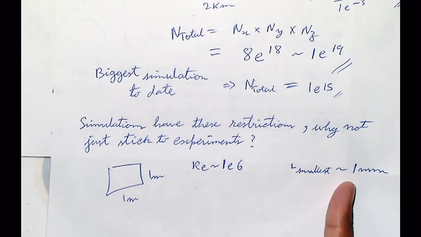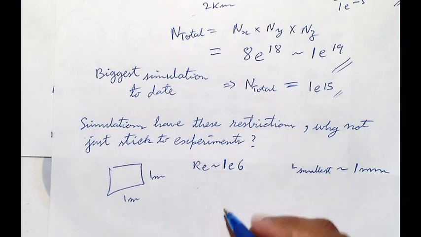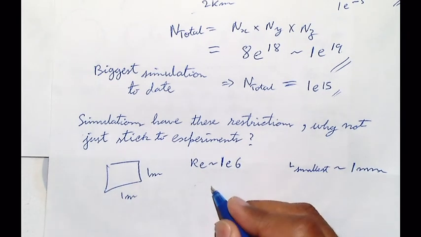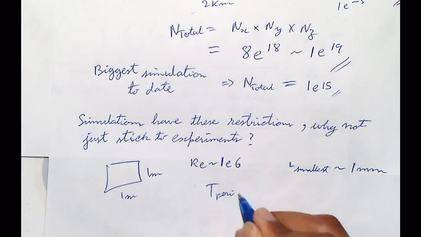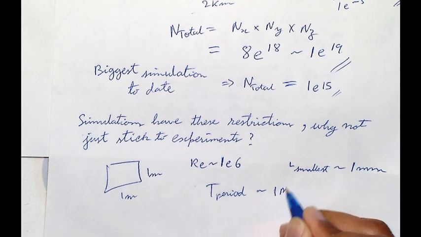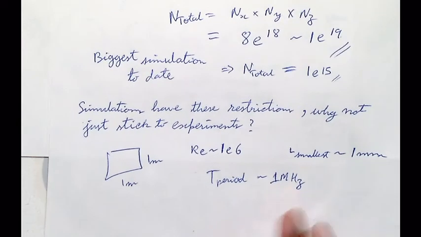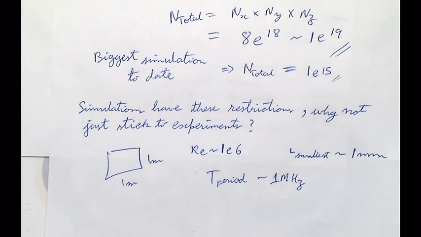You have to record in 1 millimeter squares for this whole 1 meter by 1 meter, and you have to record it in time, maybe at 1 megahertz. This number I'm just giving you as an example. It's not just the smallest length scales that matter, it's also the smallest time scales. The vortices move at a certain velocity, so they have some time scale associated.